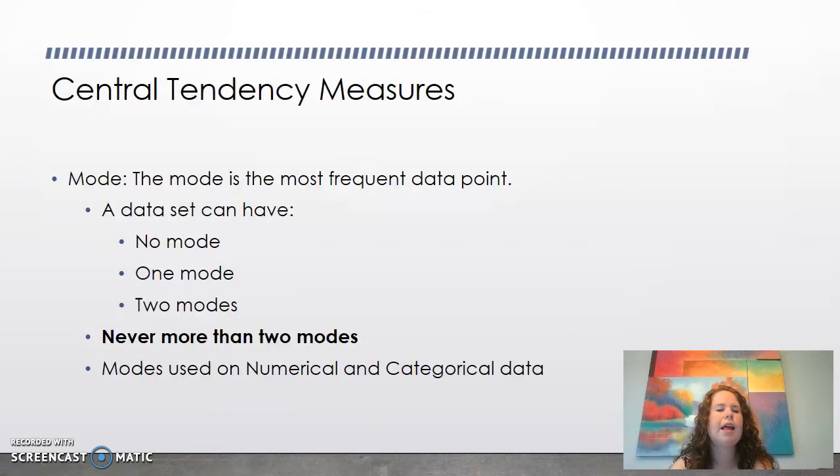The last measure of central tendency we're going to discuss is mode. Mode is the most frequent data point that occurs. A data set can have no mode, one mode, two modes, but never more than two modes. Modes can be used on numerical as well as categorical data.